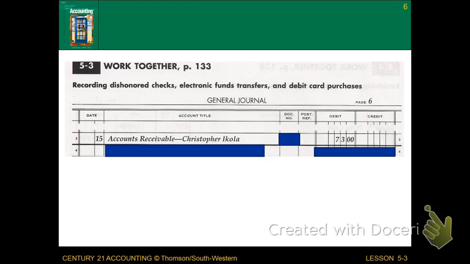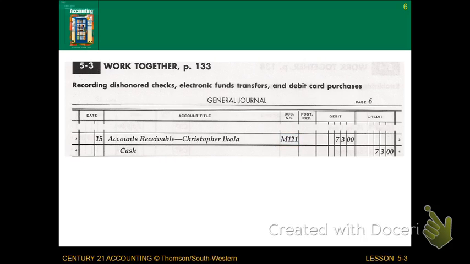And we're going to decrease our cash account because until he pays us, that money is coming out of our own cash, which includes the fee. So cash has been decreased, and all of this is according to Memo 121. Eventually, Chris Icola should give us a check, at which point we will once again decrease his accounts receivable and increase our cash. But until that happens, this is the way it's going to sit.